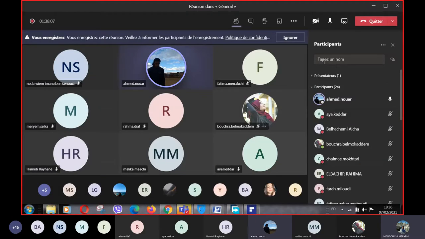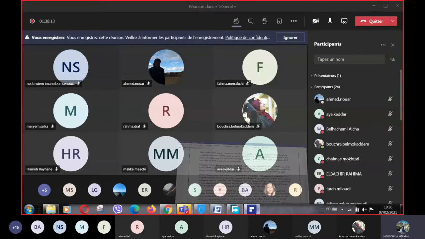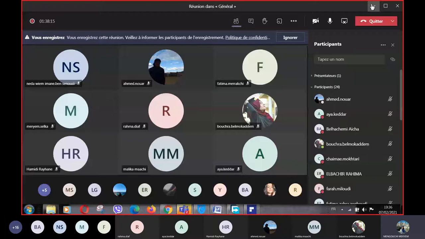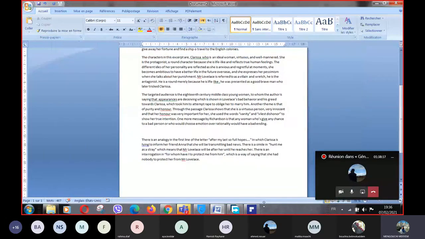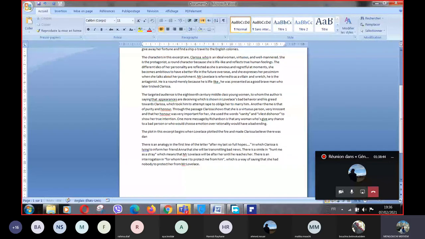Okay, thank you, Ahmed, but in this excerpt, he didn't rape her. She escaped the rape. He only attempted the rape, but he didn't rape her, okay? So, here's how to talk about the plot. The plot in this excerpt: when Lovelace plotted the fire and made Clarissa believe there was danger in the house to push her into his arms in the middle of the night.